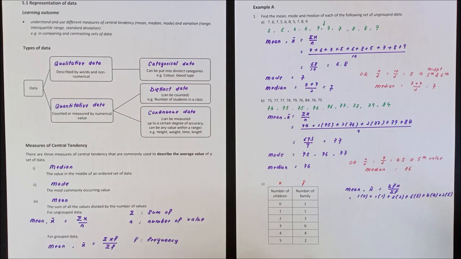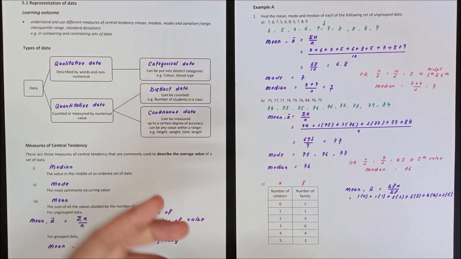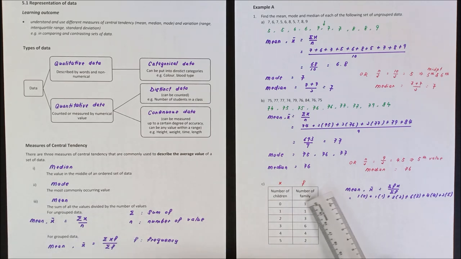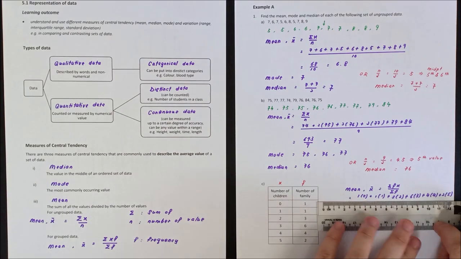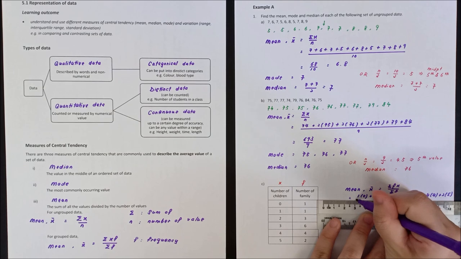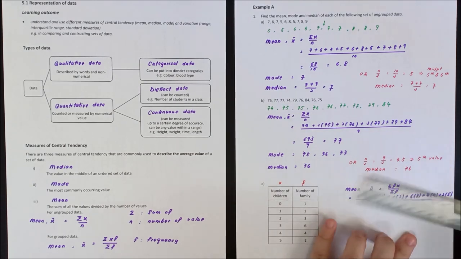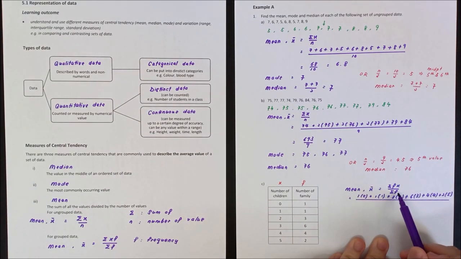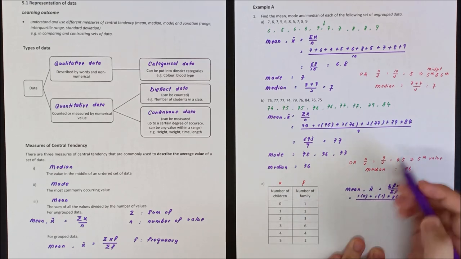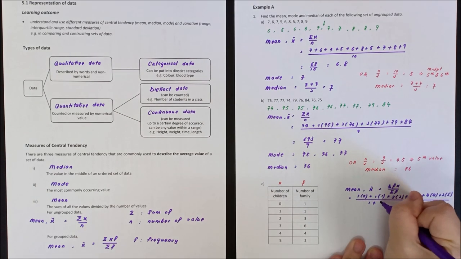Is that alright? I think it actually makes sense, right? So I multiply them together and then divide by the sum of frequency. Meaning sum of frequency, you add all your frequencies together.